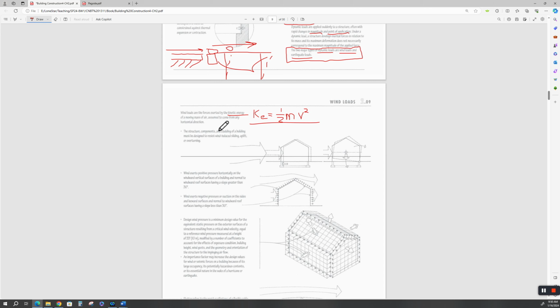All right, if a moving mass of air is assumed to come from any direction, the structural components and cladding have got to resist this. Now, we talked about this in a previous video, about the windward side and the leeward side. How this is high pressure over here, and it's trying to push it in. I'm going to huff and I'm going to puff and I'm going to blow your house down. And then the leeward side is suction. It's negative pressure. It's low pressure. It wants to suck the stuff out. So this would be positive and this would be negative.